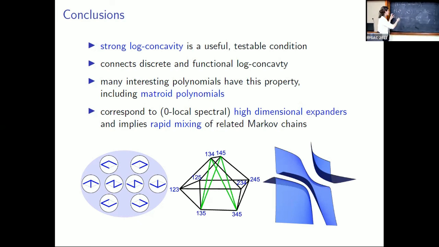If you have that, and you have it for all of its derivatives, this corresponds to what a half local spectral expander is. This tells you something about the mixing time of some Markov chain, a Markov chain on the monomials that show up in this polynomial. Does that answer your question?